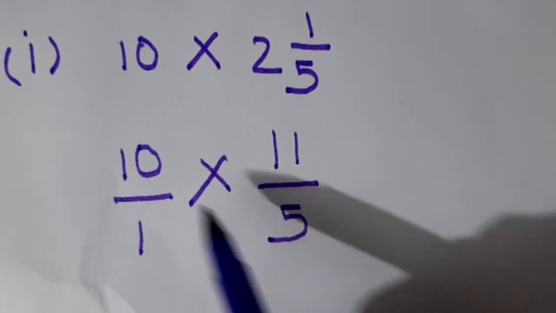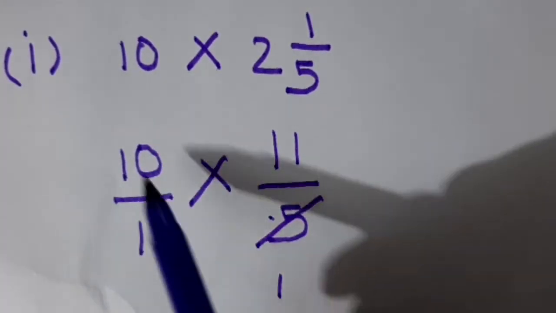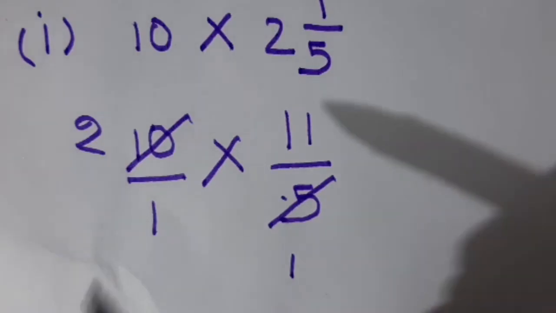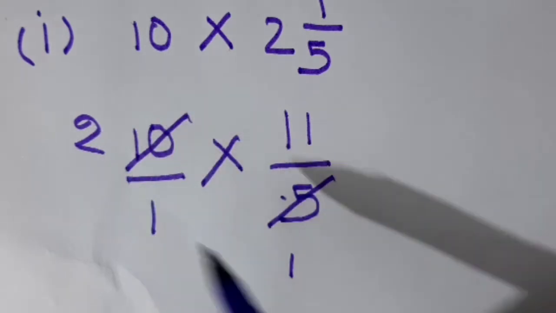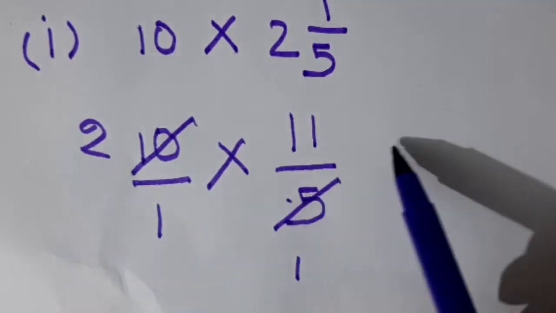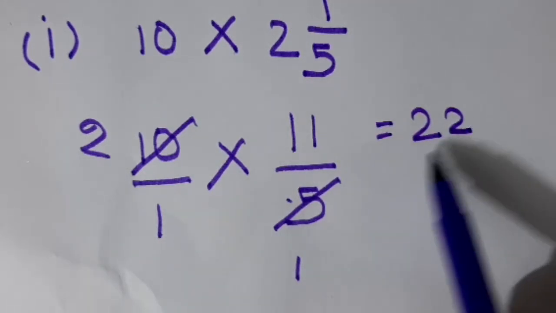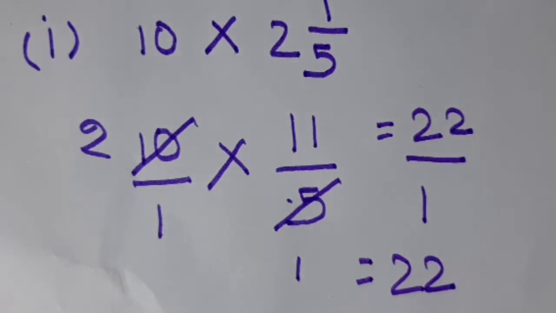Now I will cancel this with this. Both the numbers are divisible by 5. 5 ones are 5. 5 twos are 10. So here it will become 2 and here it will become 1. So now 2 multiplied by 11 is 22 and 1 multiplied by 1 is 1. So my answer is 22.